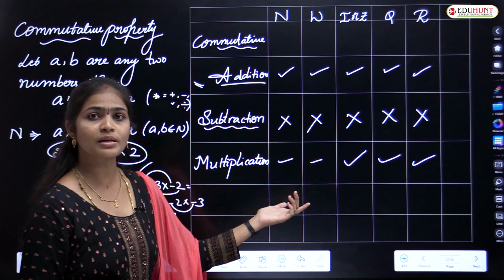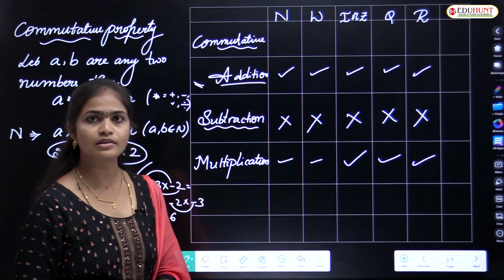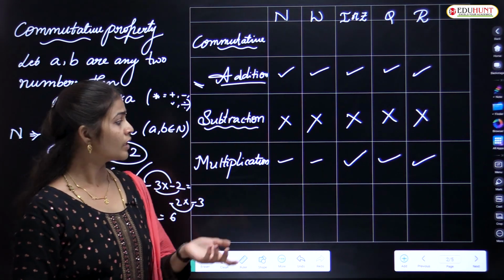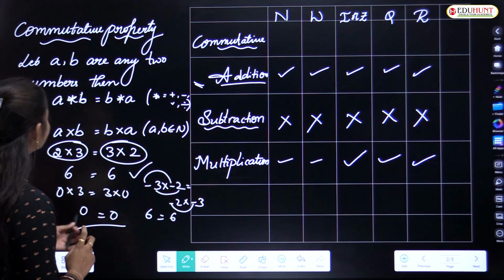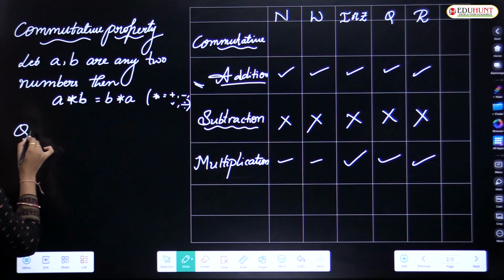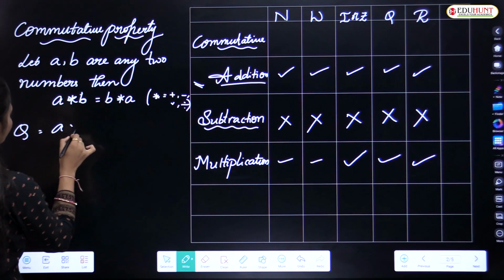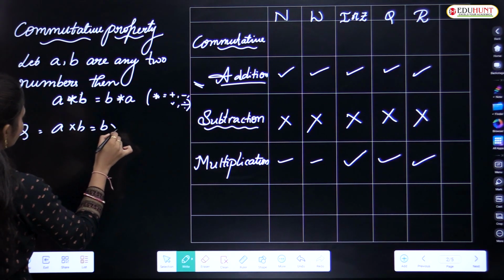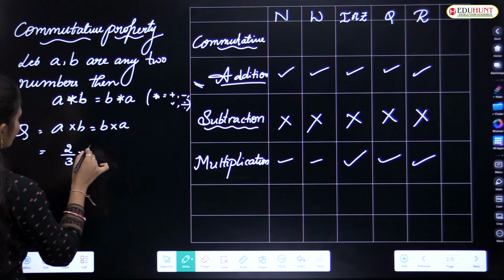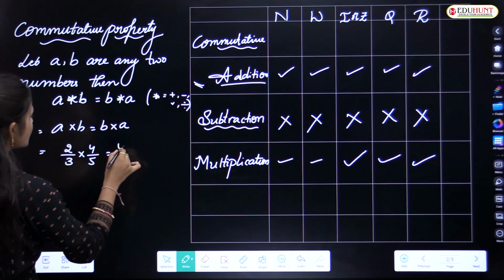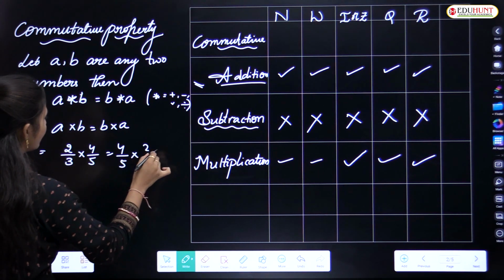Why? Because in rational numbers we have integers also. So that is satisfying, no? If you have that doubt for rational numbers, I will show you here. For rational numbers, if you take a into b is equal to b into a, I am going to take 2 by 3 into 4 by 5, which is equal to 4 by 5 into 2 by 3.